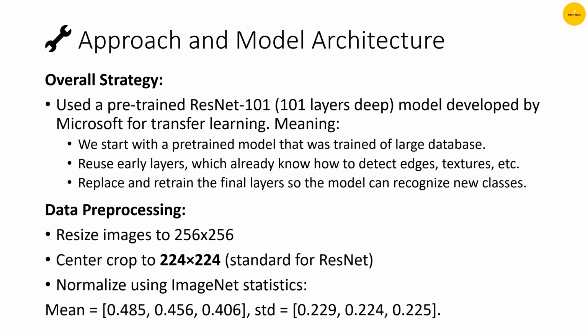Finally, we normalize the pixel values using ImageNet statistics. This means we transform the pixel intensities based on the mean and standard deviation of the ImageNet dataset. This standardization helps the model converge faster and perform better, as the pre-trained weights were optimized for data with these specific statistics.